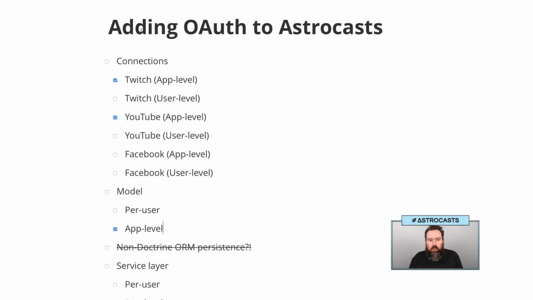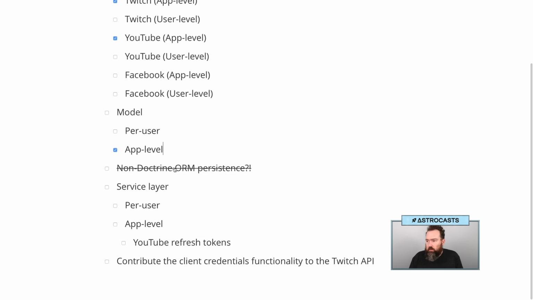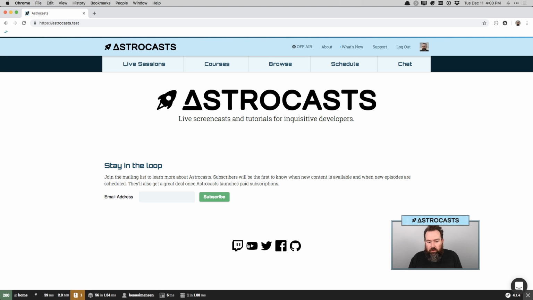Today we're going to continue working on adding functionality around OAuth to Astrocasts. We've already worked with Twitch. We're at the point now where we have YouTube successfully updating the live stream title. Let's go ahead and take a look at what YouTube looks like right now.